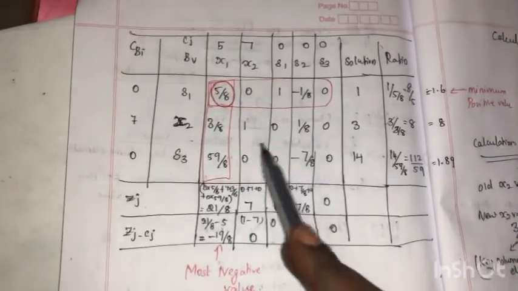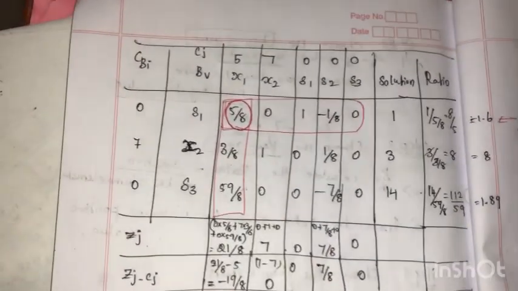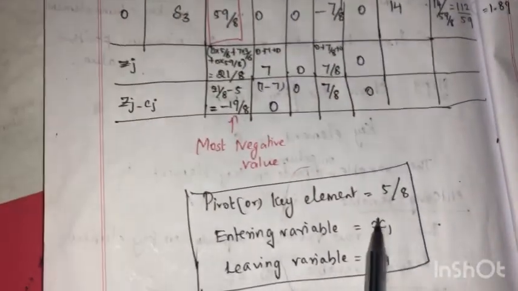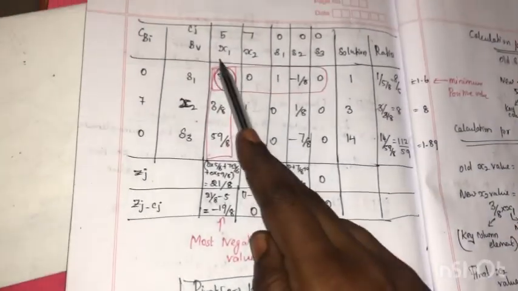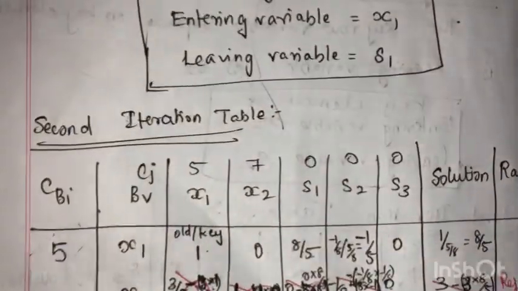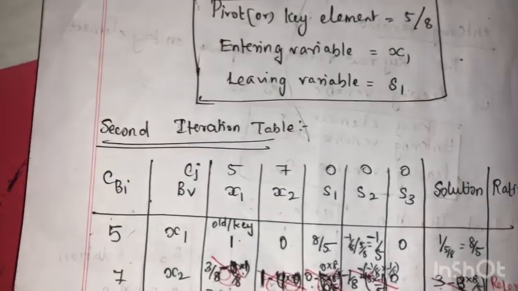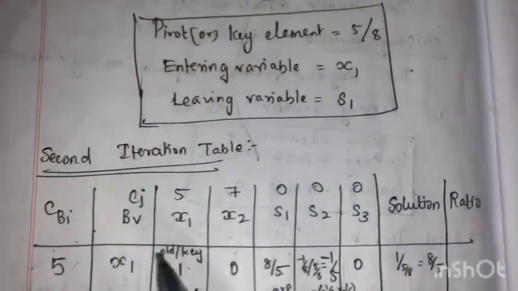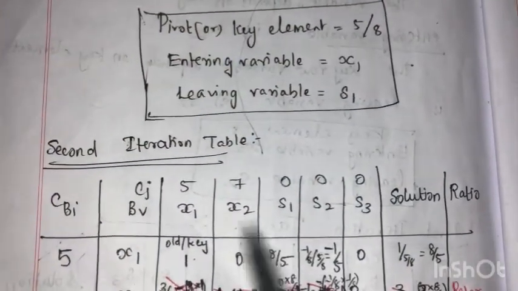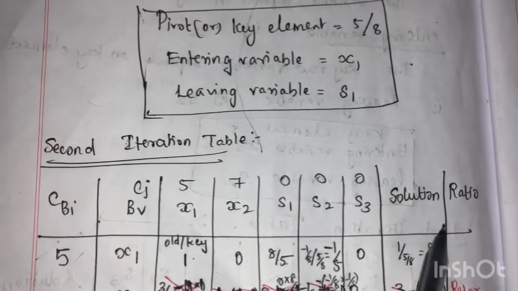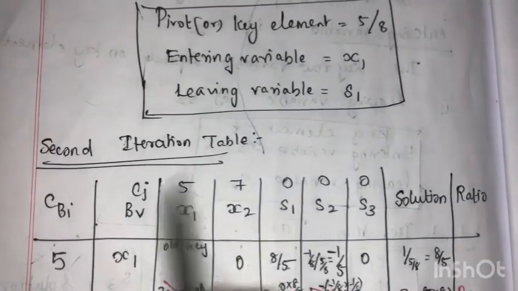So which one will leave and which one will enter? Our pivot element is 5 by 8. The entering variable is x1 and our leaving variable is s1. So s1 leaves, x1 enters. Now move on to the second iteration table. In the second iteration table, just leave it as it is. Nothing changes in this main template. So leave it as it is.